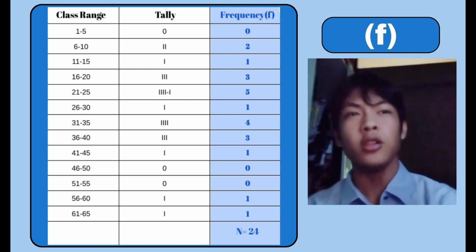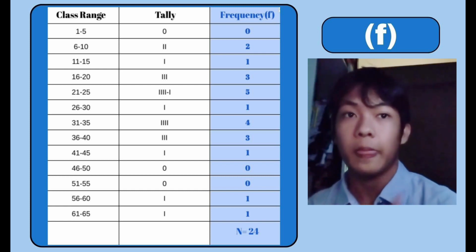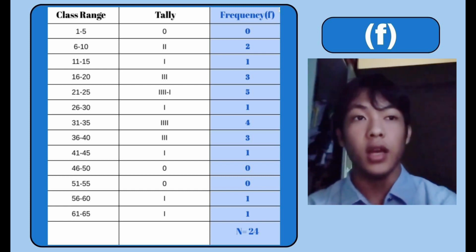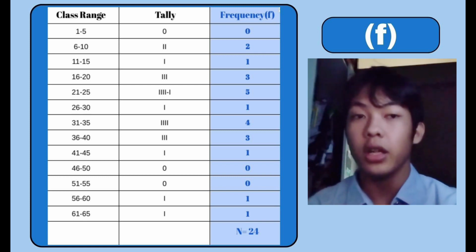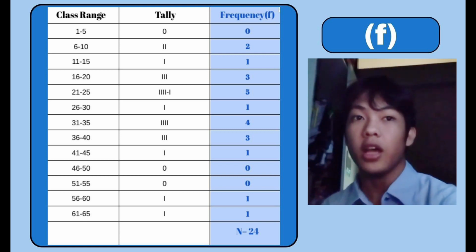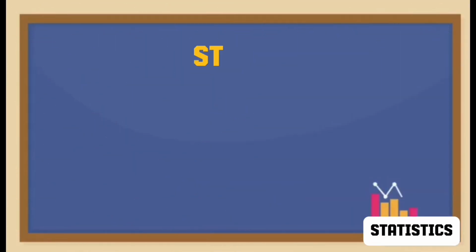Now, the table shows that the total number of frequency is 24. Note, before proceeding to the next step, make sure that the total frequency is balanced with the total number of students in our provided data. We can now proceed to the next step.